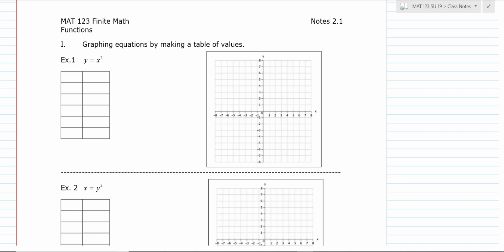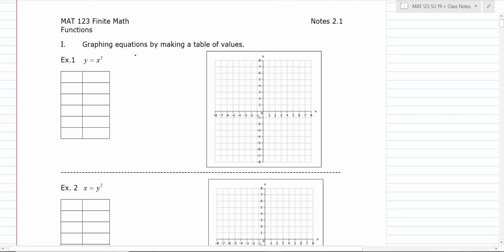Greetings, students. What we're going to look at to begin with is graphing equations. We're going to make tables of values. The equations we're going to do have a variable x and a variable y in them. If it's already solved for y, then here's what you want to do.